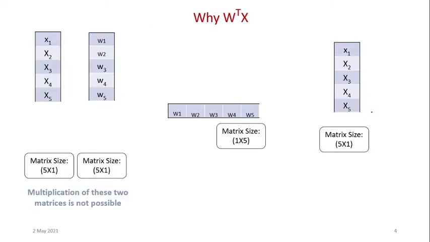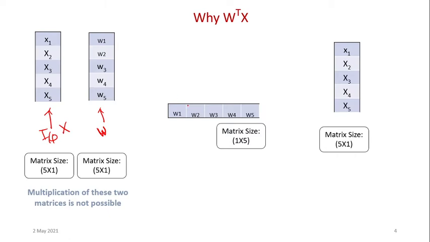Ready? Now, why W transpose X? I am representing it as a matrix because that makes the representation easy and the computation also easy, because ultimately you will do a matrix multiplication. Suppose your input is represented as X and your weights are represented as W. So here we have the X matrix, and here we have the W matrix.